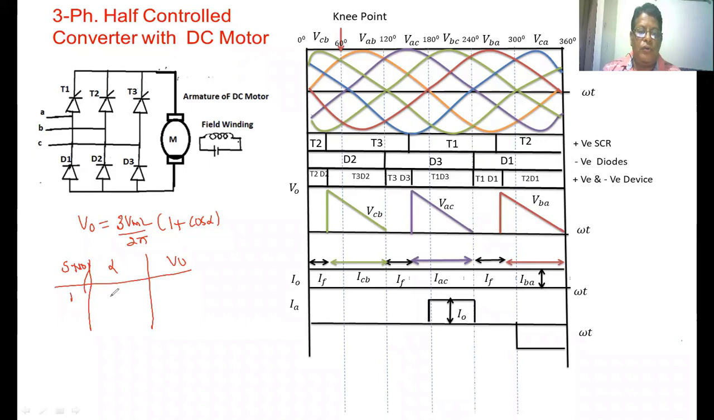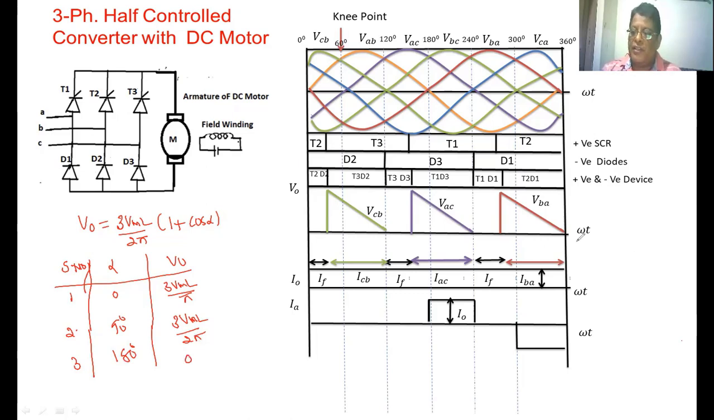If alpha equals 0 in this expression, if you substitute alpha equals 0, then this value becomes 3 VML by pi. Because if cos alpha becomes 1, we get 2, and these 2 get cancelled. If alpha equals 90 degrees, now this value becomes 0, then the output voltage becomes 3 VML by 2 pi. If alpha equals 180 degrees, then the output voltage is equal to 0.